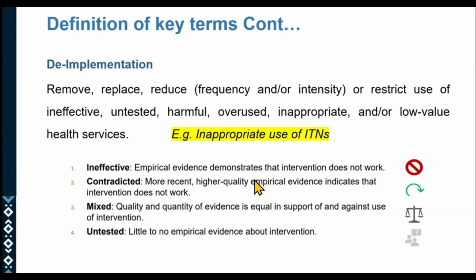So de-implementation, which sometimes is necessary because not everything that is being implemented is the right thing, is the removal or the replacement of an ineffective, untested, harmful or inappropriate health service. In this case, we have the inappropriate use of ITNs. Sometimes you have to de-implement a project because it has been proven to be ineffective. There are a lot of studies that will say that this process is not effective in prevention of malaria. So instead of spending resources, time, and energy implementing that process, we rather de-implement the process.